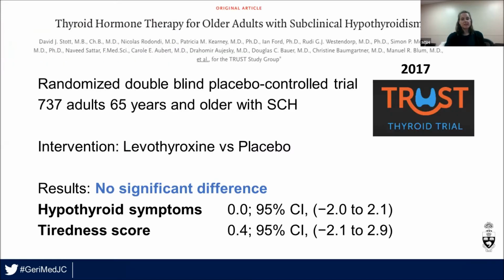Then was the TRUST trial in 2017, and there was a lot of enthusiasm about this one. And it was a randomized double-blind placebo-controlled trial looking at adults 65 years and older with subclinical hypothyroidism, hormone replacement versus placebo, and they found no significant difference in hypothyroidism and tiredness score.